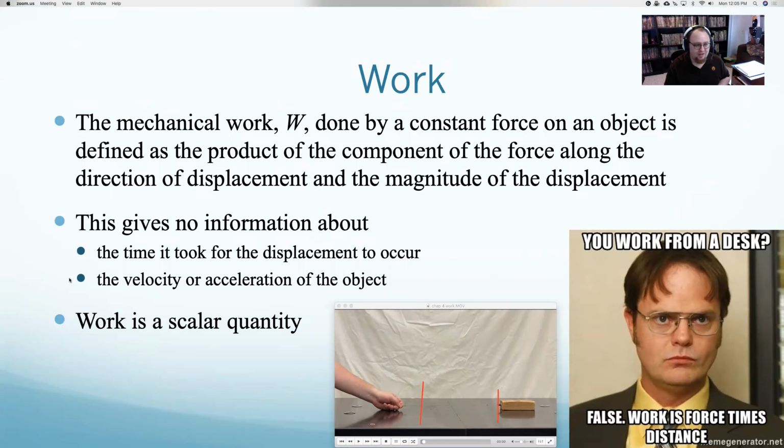If it moves from there to there, which I think is how far it went, I would just say the work is how much force I used times how far I pulled it. Work does not tell you how long it took. Work does not tell you the velocity or the acceleration of the object, although you can get velocity from it, and we'll talk about that in a little bit. Work is just how hard did you push or pull this thing, and how far did you do it, where it is a scalar quantity.